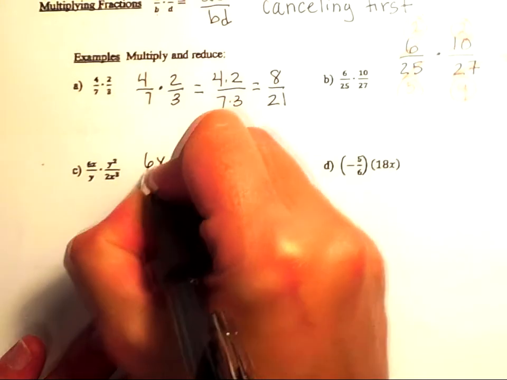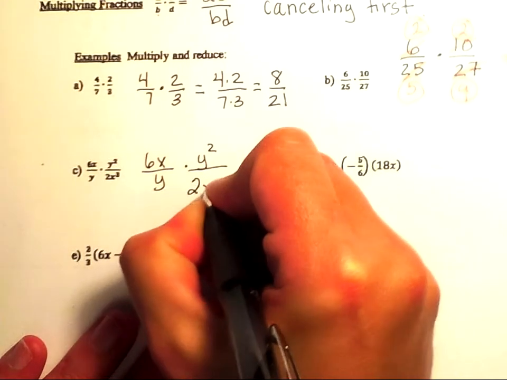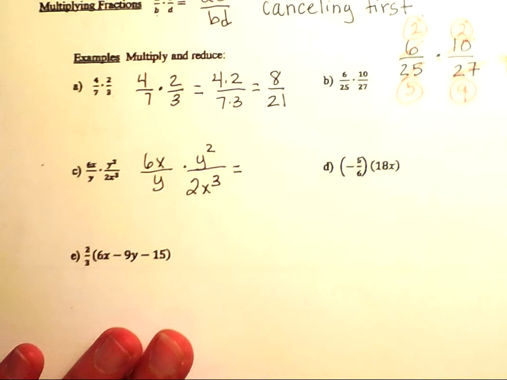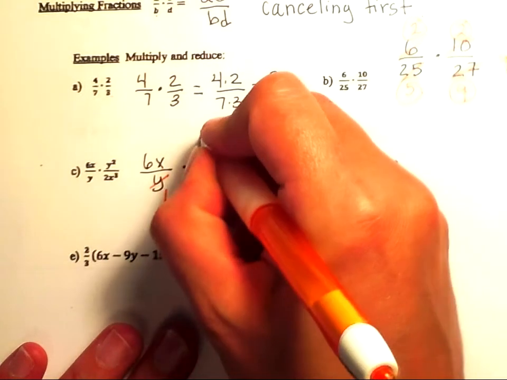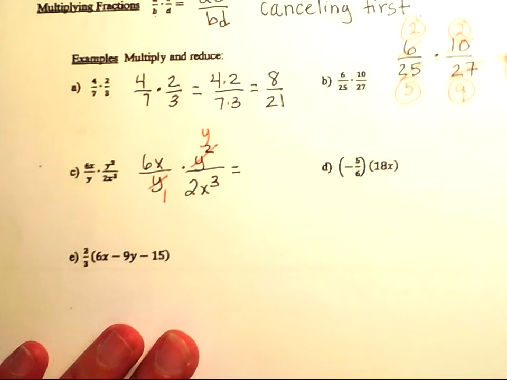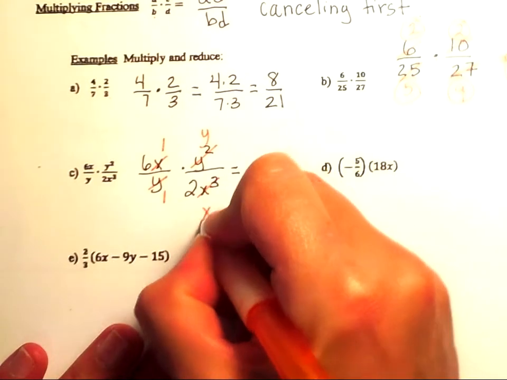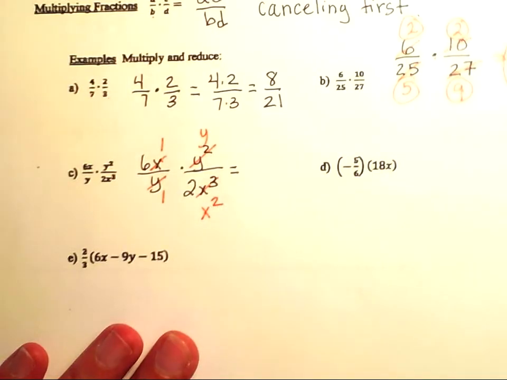So 6x over y times y squared over 2x cubed. Again, let's do our canceling. Y goes into itself once and into y squared, leaving a y behind. X will go into itself once and into x cubed. Well, if there's 1 here and 3 here, there must be 2 left.